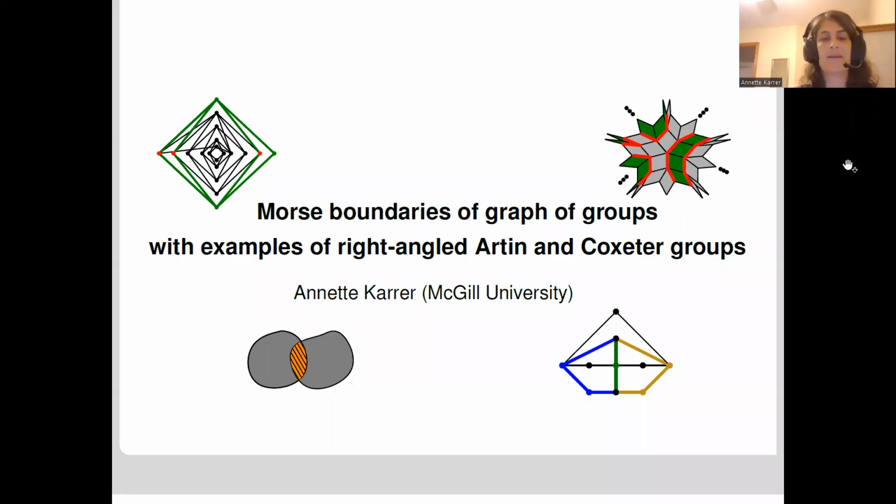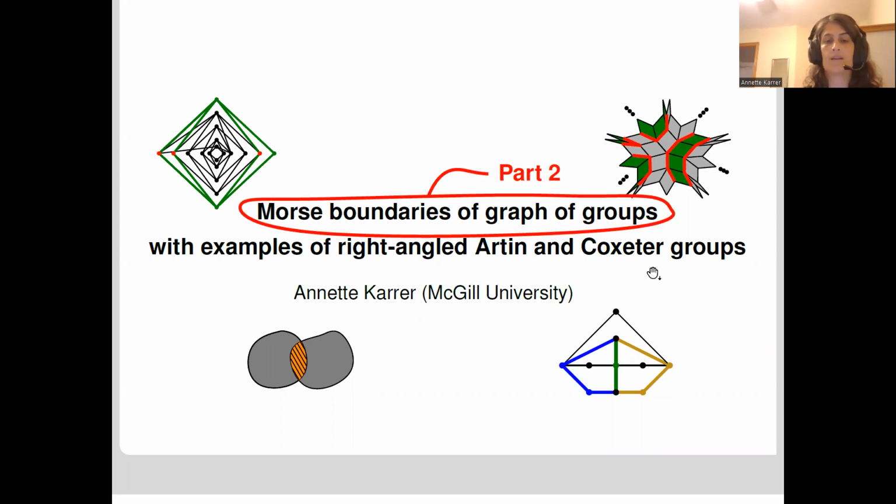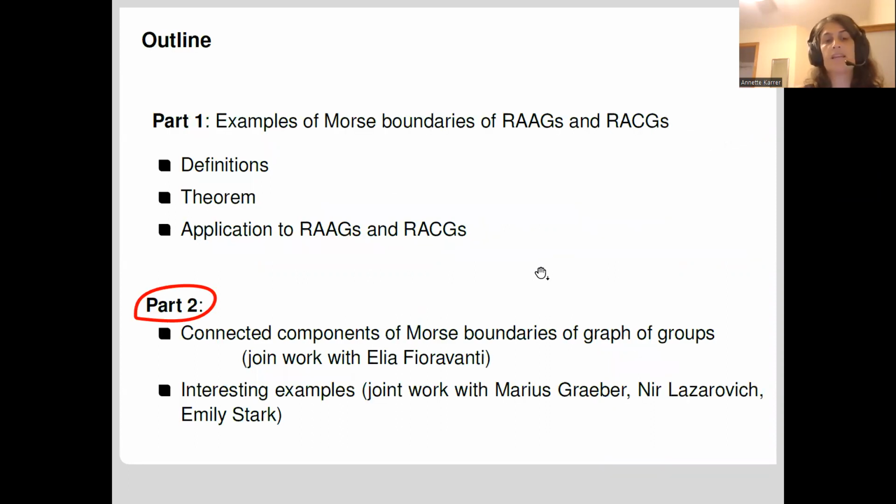Hi, I'm happy to be here and to speak about Morse boundaries of graphs of groups with examples of right-angled Artin and Coxeter groups. This here is part 2, which focuses on Morse boundaries of graphs of groups. We will study connected components of Morse boundaries of graphs of groups.